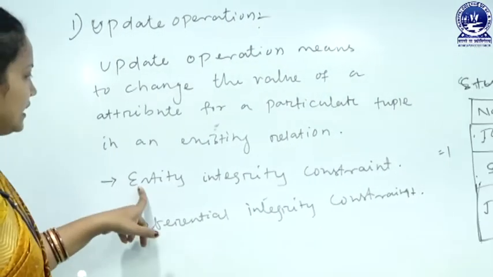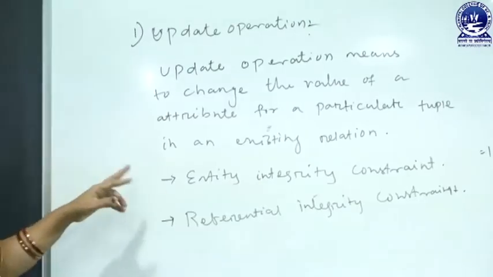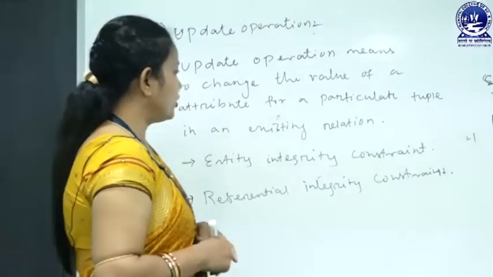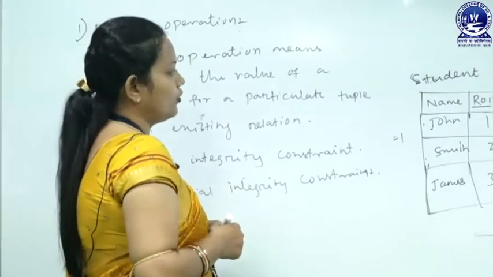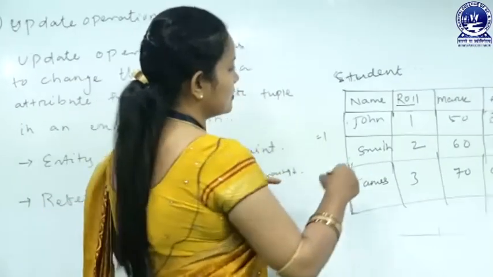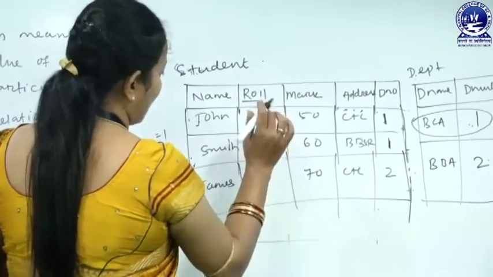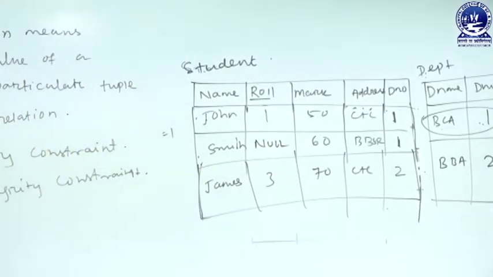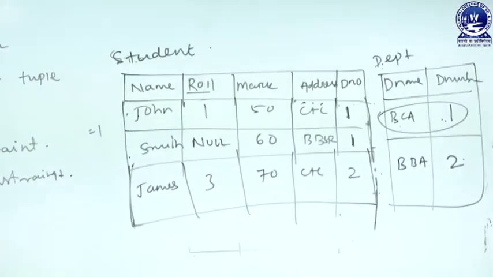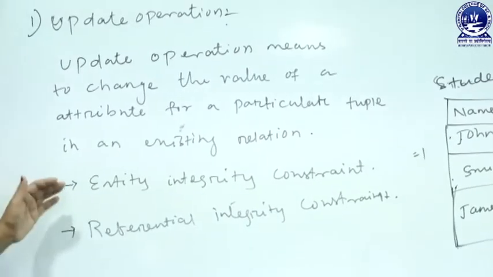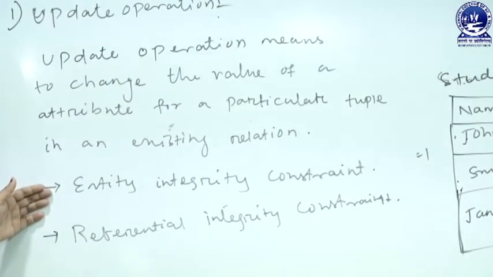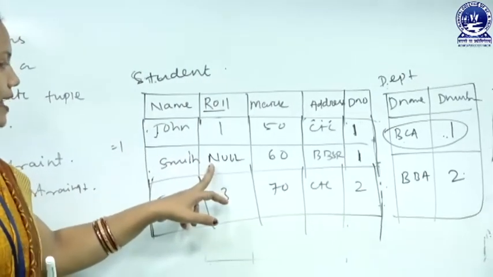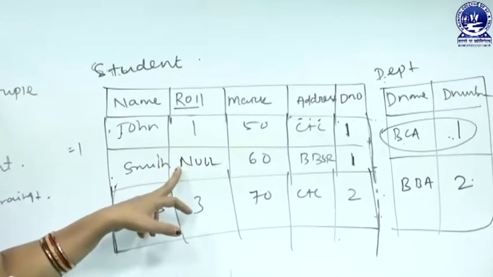Let me define: entity integrity constraint states that the primary key cannot be null. That means, if I am modifying the value of a particular student, suppose I am putting the roll number as null, it may violate the entity integrity constraint, because the entity integrity constraint states the primary key cannot be null. If I am modifying the tuple to roll number as null from 2, then it will violate the entity integrity constraint.